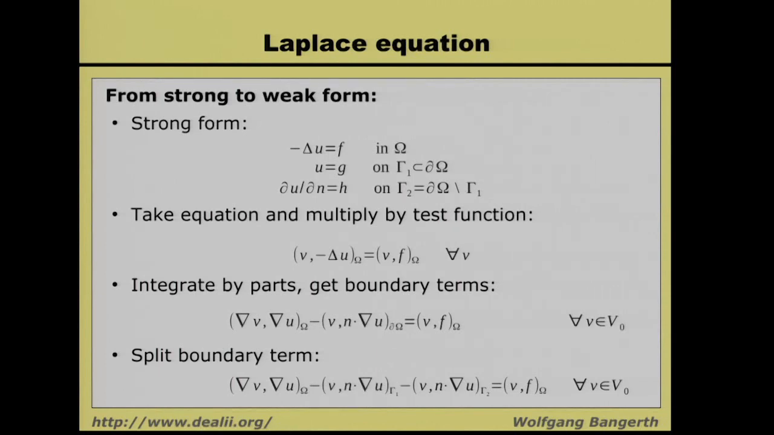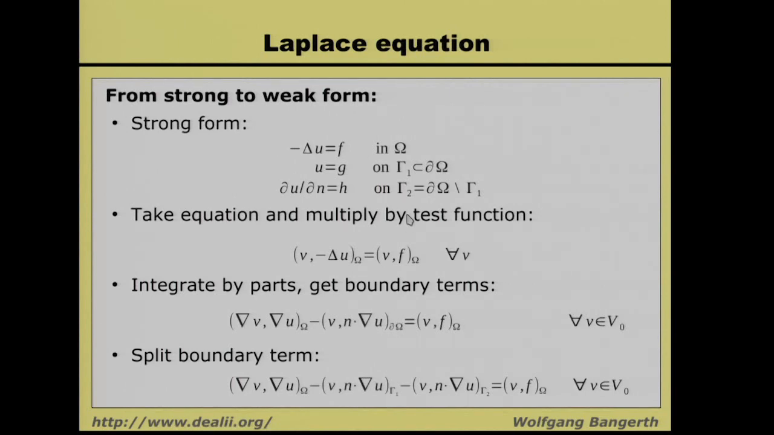The way I go to the weak form for this is, of course, as I always do, I multiply the equation with the test function v. I integrate over it, then I get v times minus Laplace u equals v comma f. I integrate by parts this term here, so I get grad v, grad u, and I get a boundary term from the divergence theorem. And the boundary term has the form minus v times n dot gradient u integrated over the boundary.